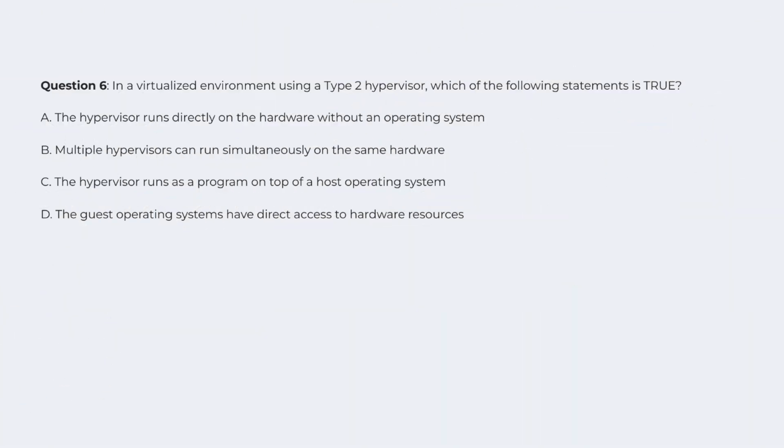Question number 6. In a virtualized environment using a Type 2 hypervisor, which of the following statements is true? A. The hypervisor runs directly on the hardware without an operating system. B. Multiple hypervisors can run simultaneously on the same hardware. C. The hypervisor runs as a program on top of a host operating system. D. The guest operating systems have direct access to hardware resources.